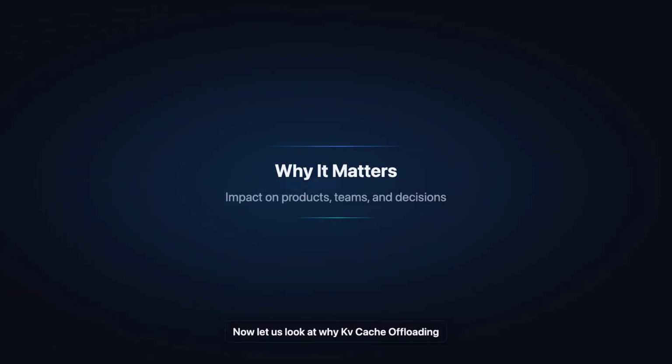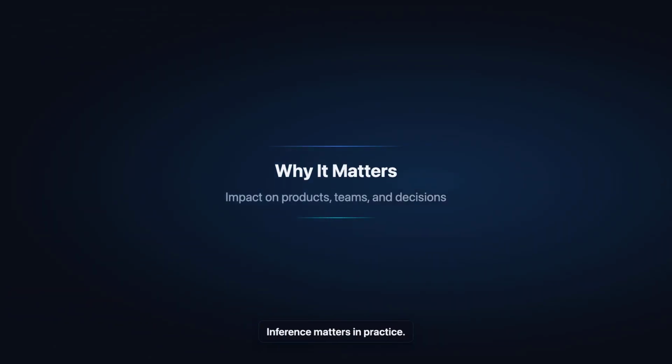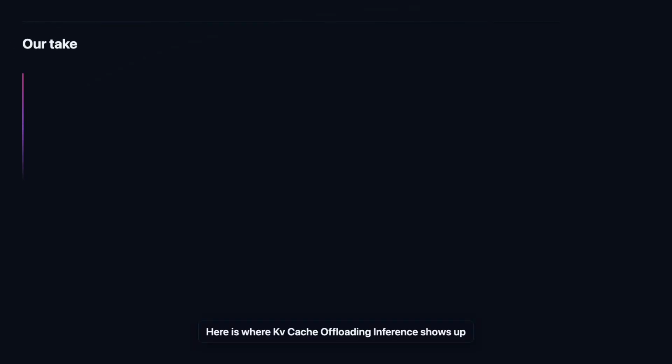Now, let us look at why KV cache offloading inference matters in practice. Here is where KV cache offloading inference shows up in real products, teams, and decisions. Our read: the real shift is conceptual. Once cache lives across RAM, SSD, and S3, serving stops being about fitting everything on one GPU and becomes about routing requests to wherever their cache already sits.